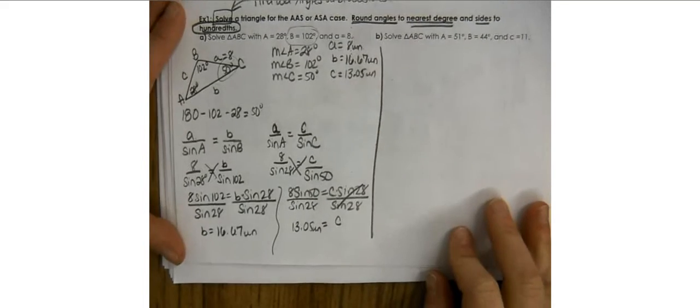I'm going to divide both sides by the sine of 28 so that I can get c alone since I'm multiplying. Sines of 28 will cancel out, leaving me with c is equal to 13.05 units. And you are done. Let's go ahead and look at letter B.